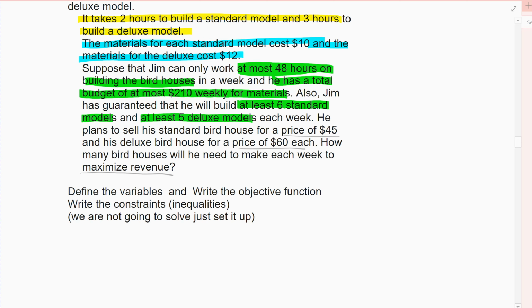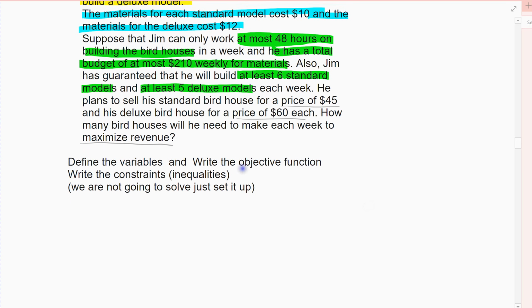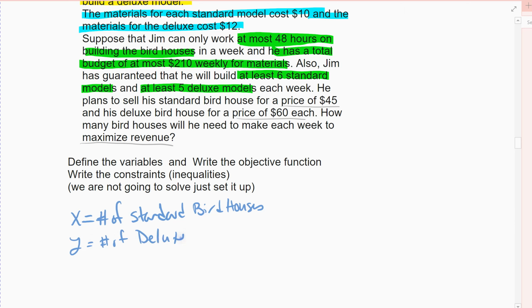All right, so first thing is, what are the variables in the objective, and then we'll get to the constraints. Again, I'm just going to set this up. We're not going to solve it. So I'm going to start with the variables in the objective. I'm going to let x be the number of standard birdhouses, and y is the number of deluxe birdhouses.